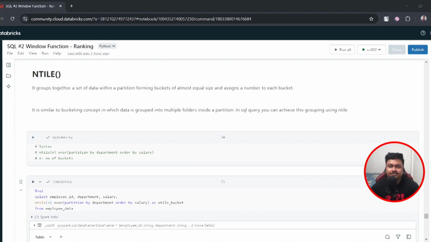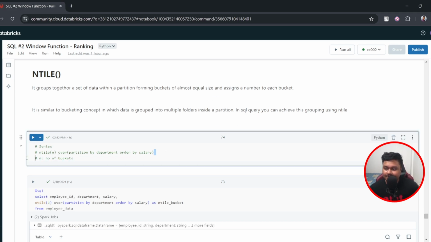Coming to the last section of this video, which is Ntile. Now what does Ntile do? Ntile groups together a set of data within a partition, forming buckets of almost equal size, and assigns a number to each bucket. It is similar to the bucketing concept, in which data is grouped into multiple folders inside a partition. In a SQL query, you can achieve this grouping using Ntile.